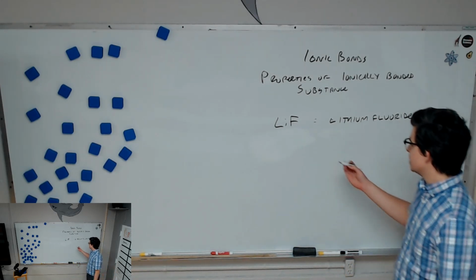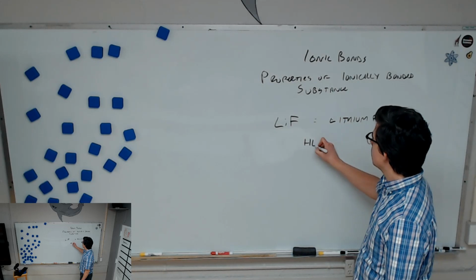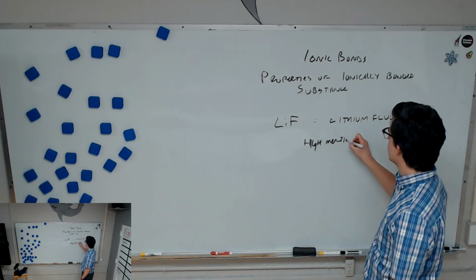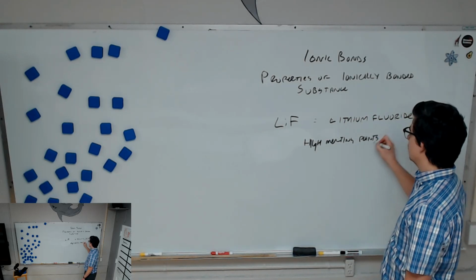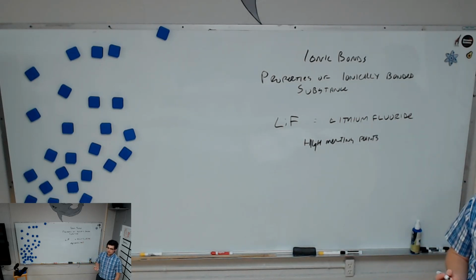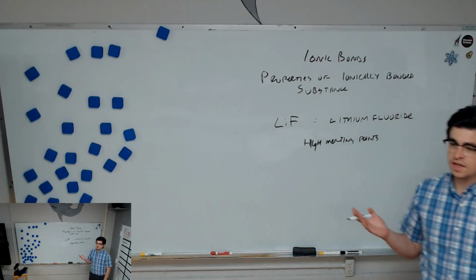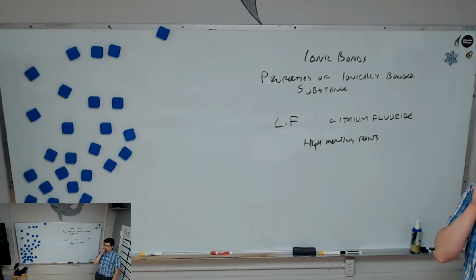Ionically bonded substances have high melting points. Very high melting points. Have you ever seen melted sugar? What is melted sugar called?